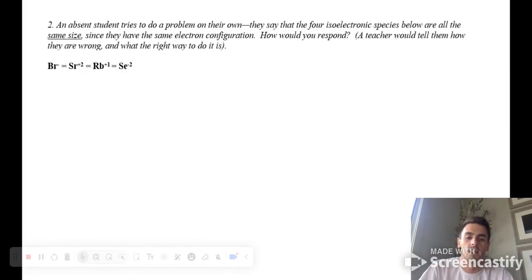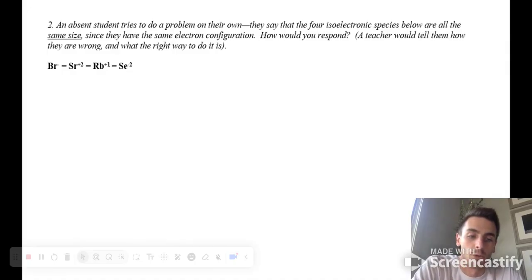Number 2 is a real high level one that you'd probably have to take a few minutes and think about. But I've told you guys, kids will think that all of these things are isoelectronic, and then everyone says they're exactly the same size, which is wrong. That's what this absent kid did, and hopefully you did more than just say it's wrong. Hopefully you went and did what was right.